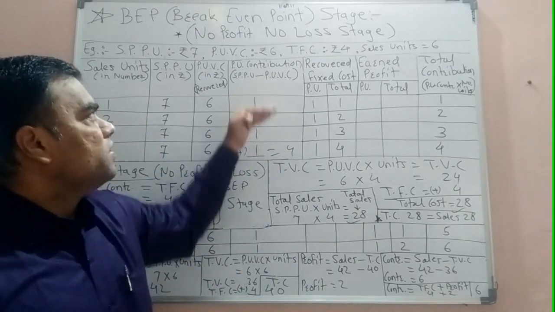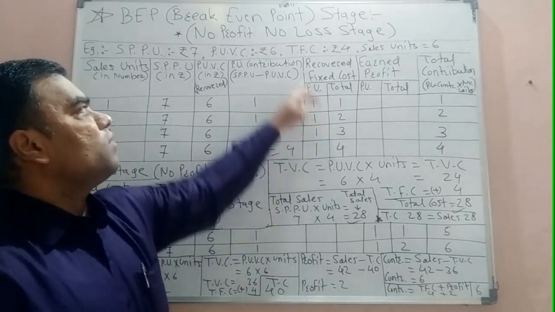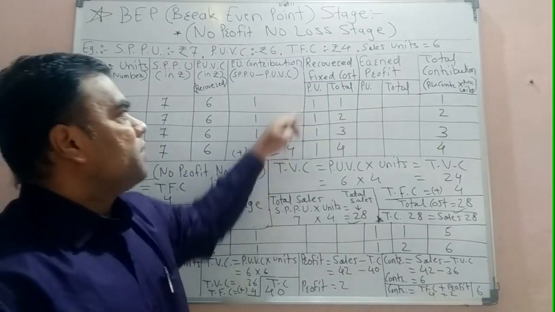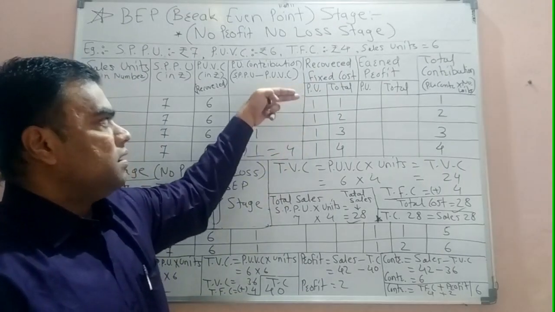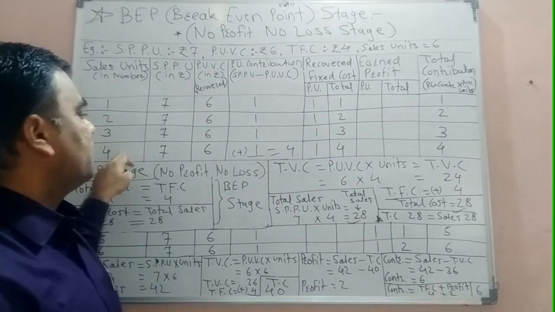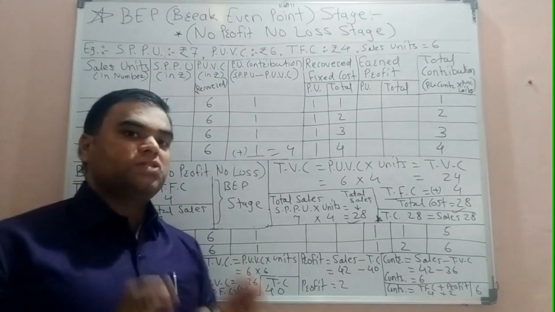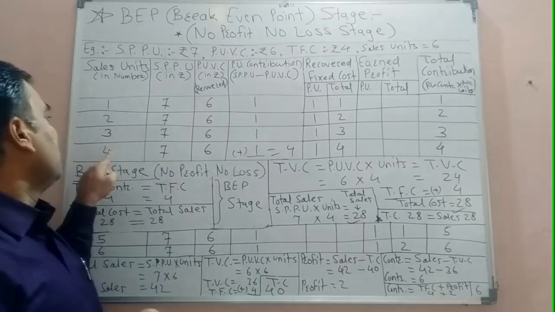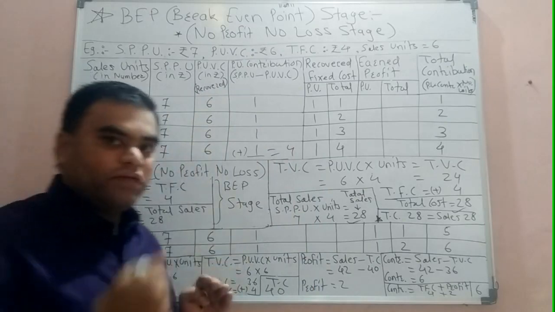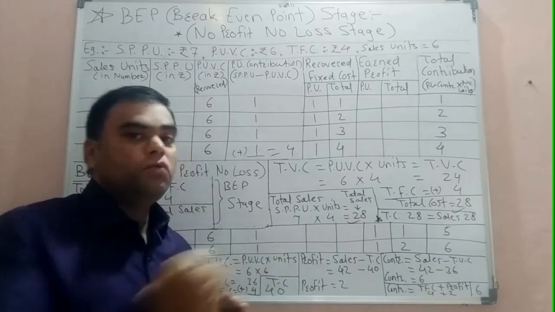Total 4 units. That rupees 4 total contribution is utilized to recover our total fixed cost of rupees 4. Now per unit contribution is utilized to recover total fixed cost. So how much total fixed cost have we recovered after selling the 4th unit? 4 rupees fixed cost we have recovered. Means the complete fixed cost we have recovered when the 4th unit has been sold. Variable cost is immediately recovered. So when we sell the unit, variable cost gets immediately recovered, but fixed cost remains to recover.